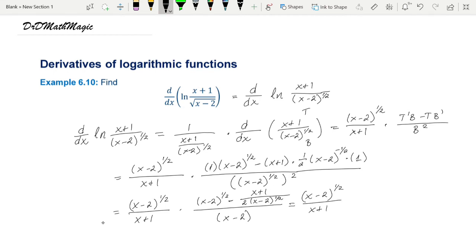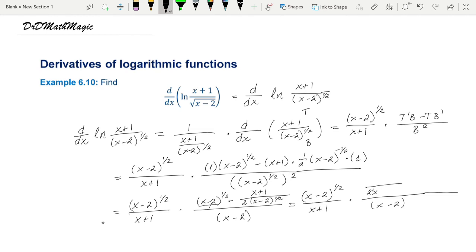So I'm going to copy the first part, x minus 2 to the power of 1 half over x plus 1 times, well, denominator just gets carried over. What is the common denominator between the two? Well, it is 2 times x minus 2 to the power of 1 half. So I could write it like this, but actually, you know what? Let me rewrite it in slightly different form because it might be easier to see where we are going.